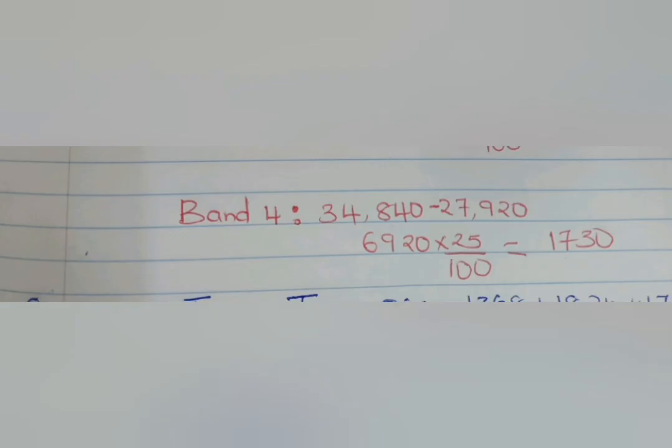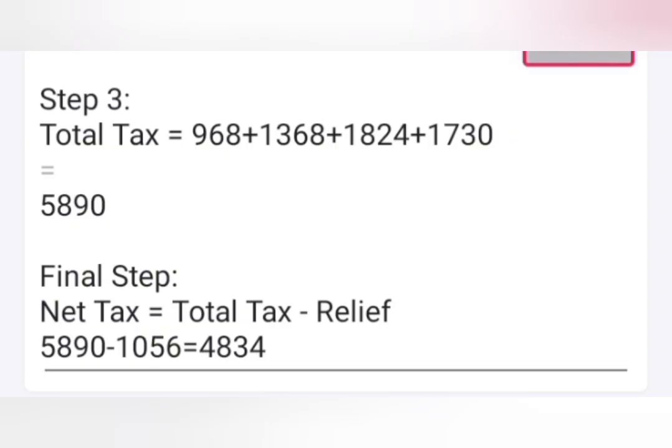Now for the last one, because we are not going to take 37,040, which is the limit, we are going to take the money that we have, which is 34,840. We subtract the upper limit of the third band, which is 27,920. We multiply by 25%, which is 1730. So now, our next step will be calculating the total tax, which is all the taxes for band 1, 2, 3, and 4. We add it up. Once we add, we get 5890.